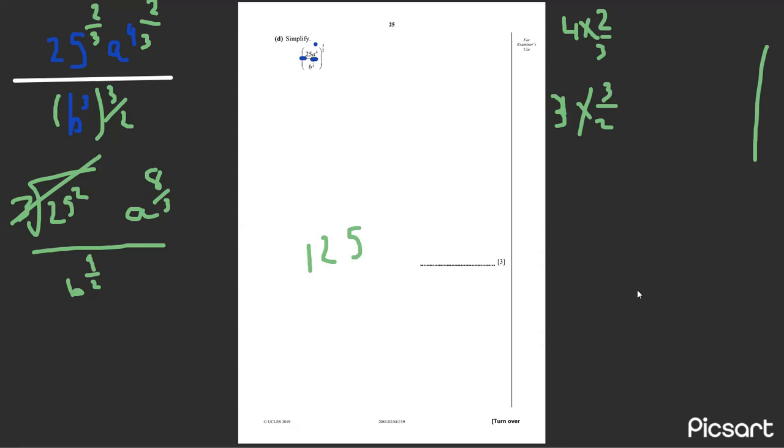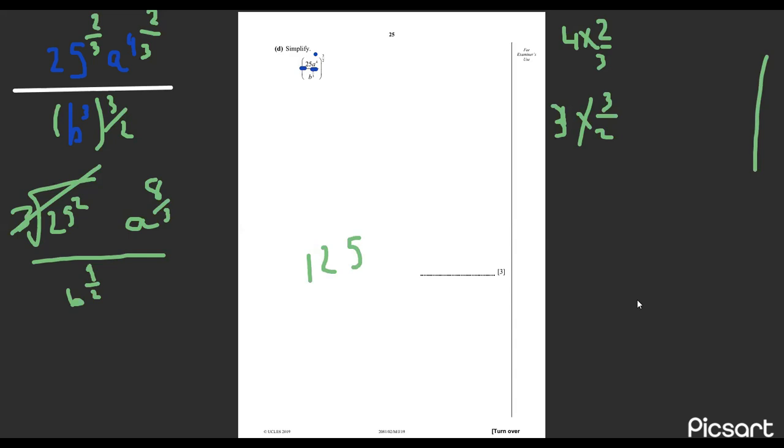And here 4 times 3 over 2, yes, it is 3 over 2. Here is 3 over 2, and here is 3 over 2. So this will be a 3 over 2, which equals 12 divided by 2, which equals 6. So a to the power 6.